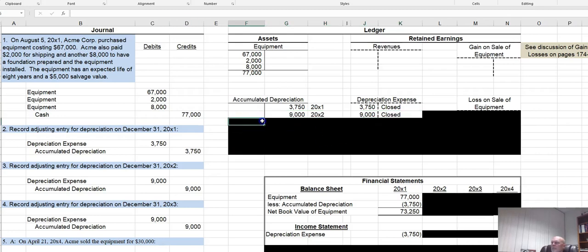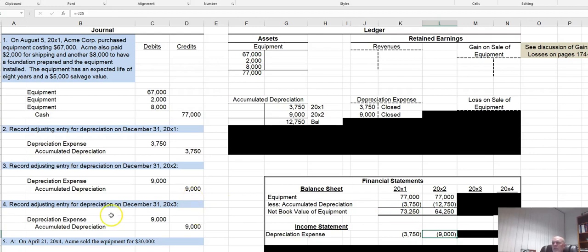And so now, at the end of the second year, we have $12,750 of accumulated depreciation. So that would go into the balance sheet, offsetting the original cost. That doesn't change. It's still $77,000. So now at the end of the second year, the book value is $64,250. But the expense on the income statement for year 2 was $9,000. That was 1 year's worth of depreciation.